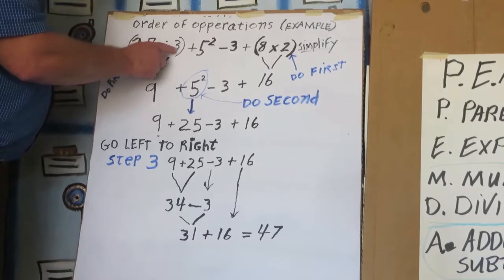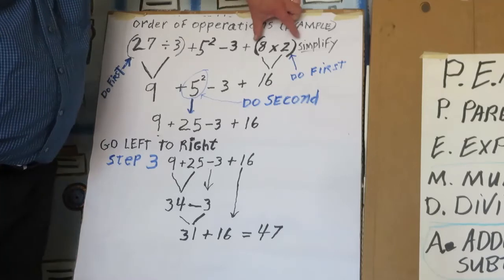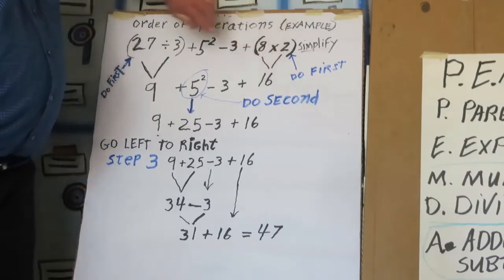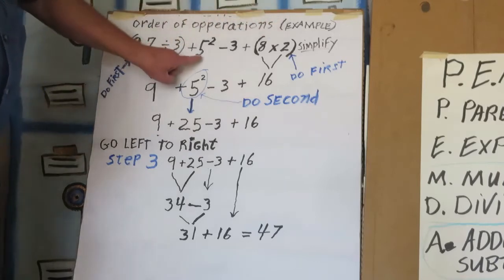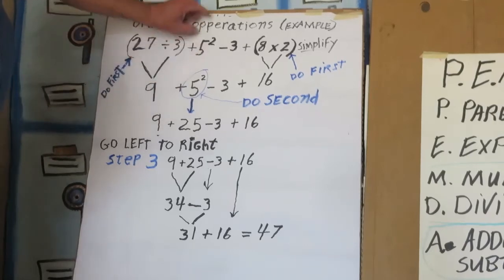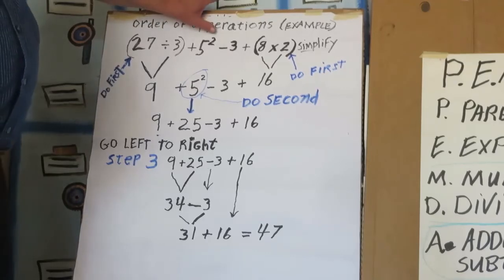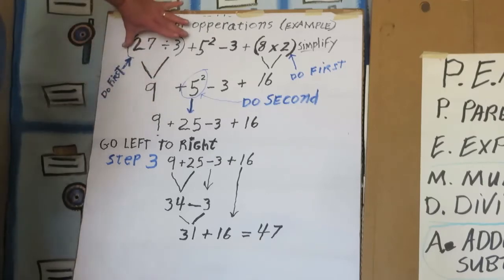27 divided by 3 is 9. Over here we have a parentheses, 8 times 2, which is 16. So then the next step in PEMDAS is exponents. I'll go into exponents more later, but 5 with an exponent of 2 is the same as 5 times 5, which is 25. So the first thing we did was the parentheses.